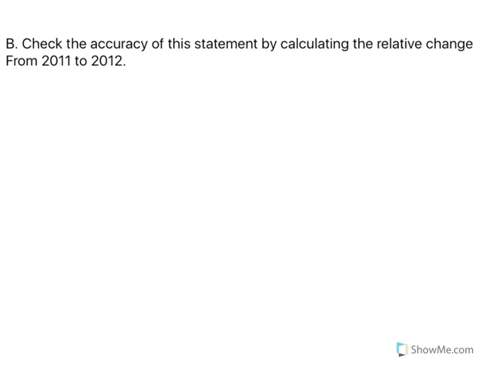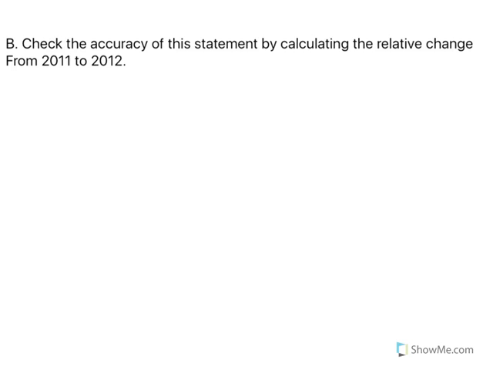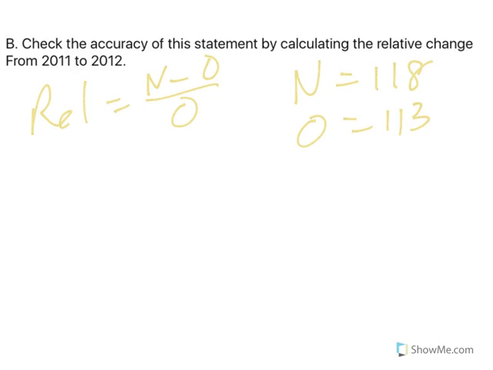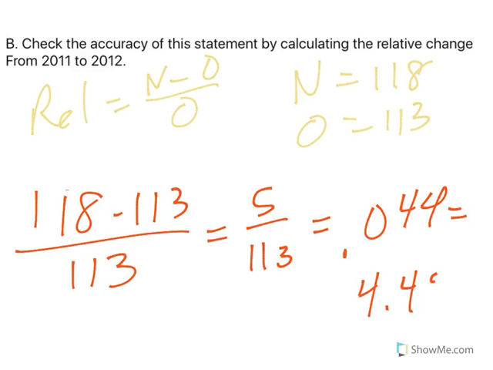So, how do we actually find this? Let's check the accuracy. Okay, so since I didn't put the bar on this one, we know that this one is 118, and I believe we said this one was 113. So I want to find the relative change. The relative change we know is new minus old divided by old. My new value was 118, my old value is 113. So, new minus old divided by old. 5 divided by 113 gives me 0.044, which is roughly 4.4%. So it really is a 4% increase. It just doesn't look like it.